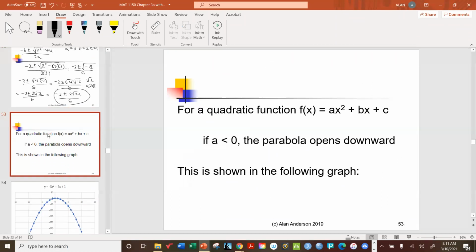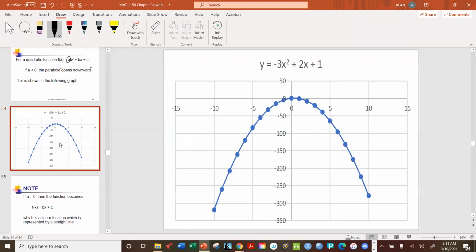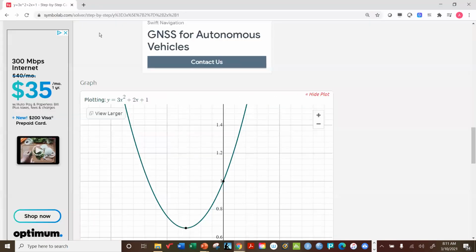All right, now how about this other case? If A is negative, the parabola opens downward, we call it. And so we end up with something like this. Now, again, it's not the best graph in the world. So why don't we do this? Let's go back to Symbolab.